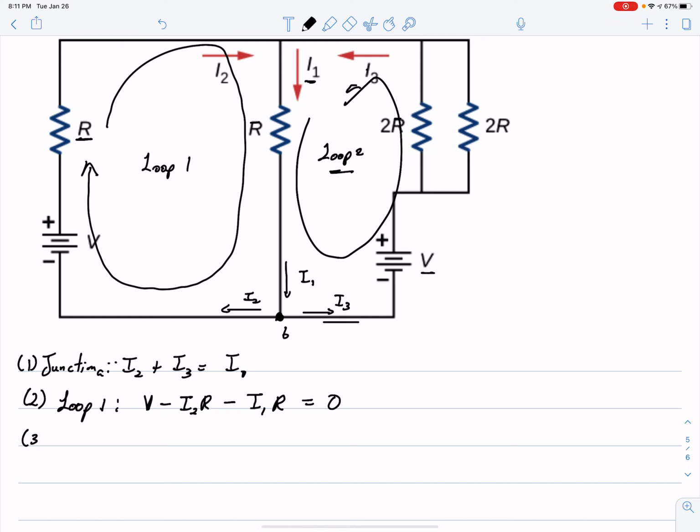If I decide to go for loop 2, well, now I have to do loop 2, which is equation 3. I'm going to start off with the battery.